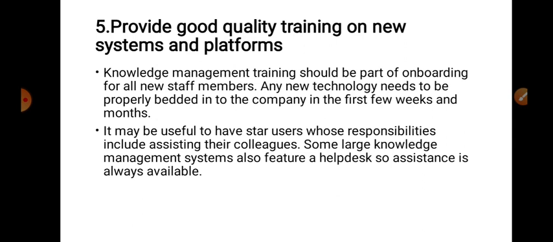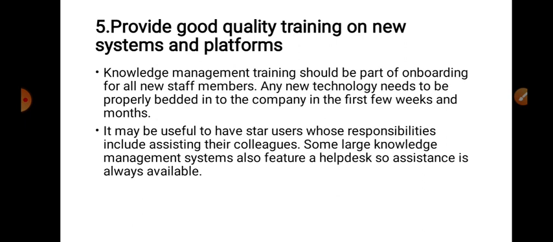Knowledge management training should be part of onboarding for all new staff members. Any new technology needs to be properly bedded into the company in the first few weeks or months. We have to train the particular employees about a new technology or new artificial intelligence techniques or machine learning. It may be useful to have star users whose responsibilities include assisting their colleagues.